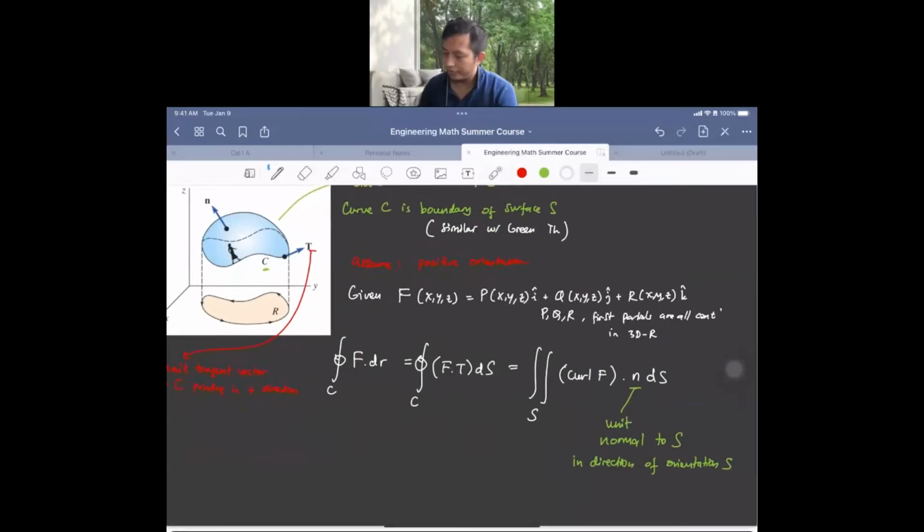Now in more detail, let me explain what this is and then we can do some examples. Suppose that S is a piecewise smooth, orientable surface, and bounded by a piecewise smooth, simple, closed curve C. That's the assumptions.